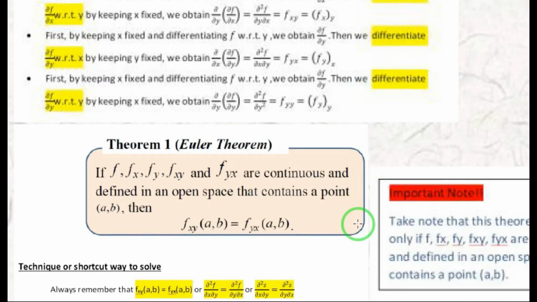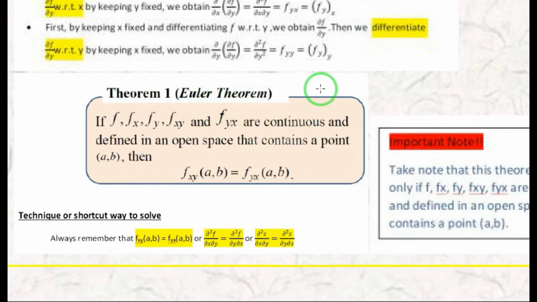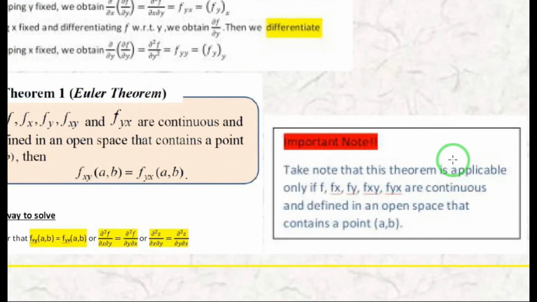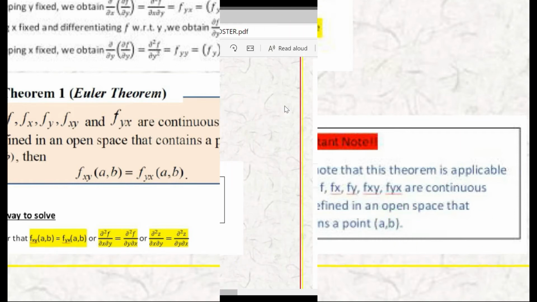When solving the problem, we need to remember Euler's theorem. Euler's theorem states that fxy(a,b) is equal to fyx(a,b). This theorem is applicable only if f, fx, fy, fxy, fyx are continuous and defined in an open region that contains the point (a,b).